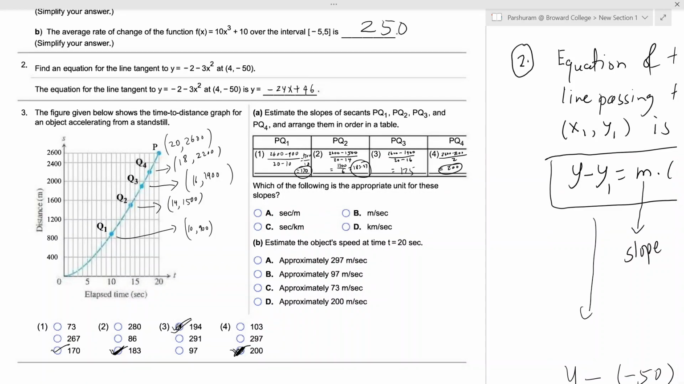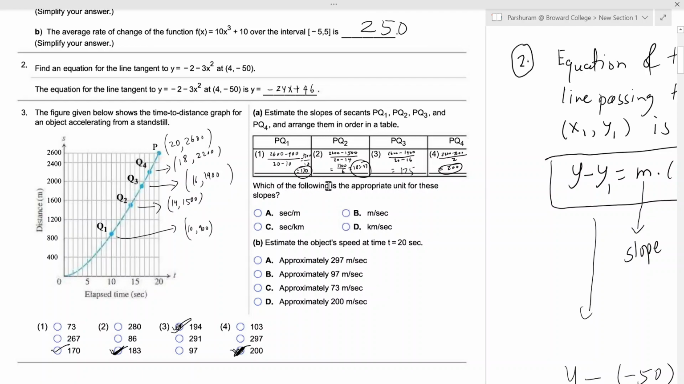So this is the option for the slope of the second line PQ4, which is 200. So by looking at these options, you can see that as we are going from Q1 to Q2 to Q3 to Q4, these points are going towards P. So that means the slope of these lines, the secant lines, is going towards 200. That's what it says. So let's go to the next question.